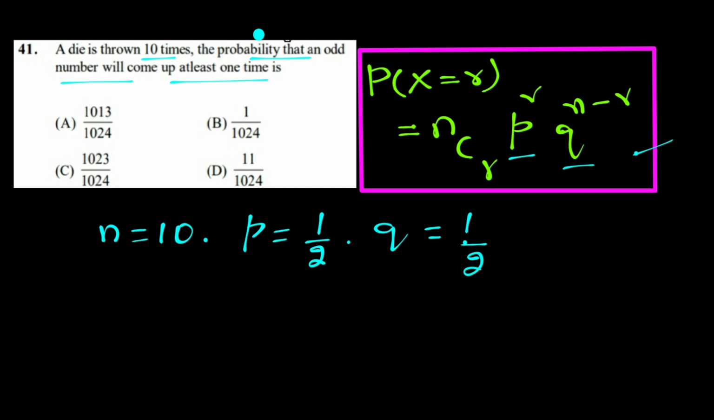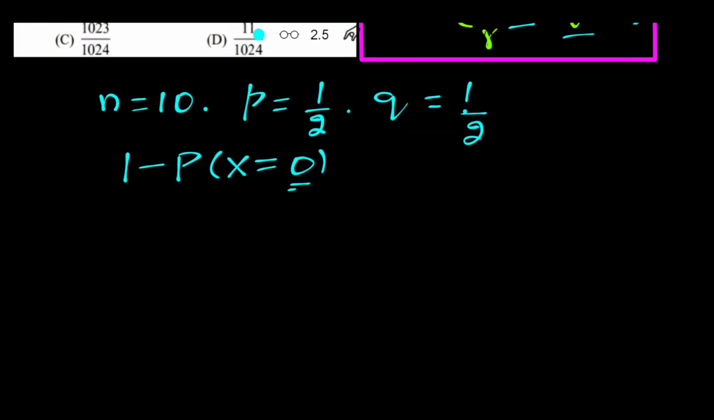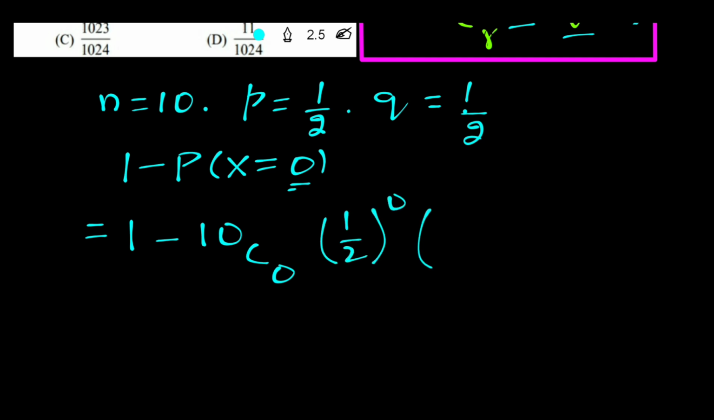At least one time odd number means we have to remove the even numbers. That is nothing but 1 minus P of X equal to 0. The R value here we have to take as 0. R means getting an even number. Total even numbers we are removing. In that formula we substitute now: 1 minus, n is 10, C 0, P is 1 by 2 power R, Q power n minus R, 10 minus 0.